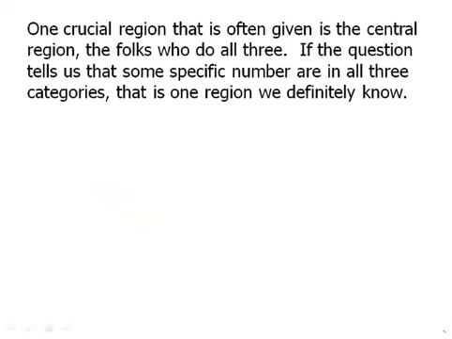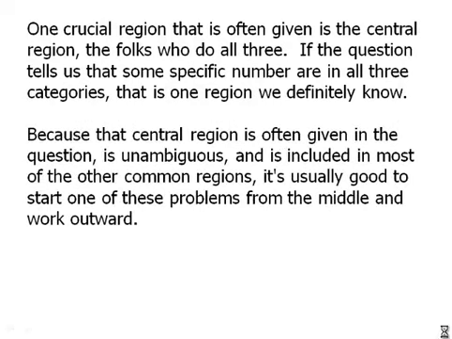One crucial region that is often given is the central region, the folks who do all 3. If the question tells us some specific number in all 3, that is one region we definitely know. Because that central region is often given in the question, is unambiguous, and is included in most of the other common regions, it's usually good to start with one of these problems from the middle and work outward. In other words, start from that very central region.